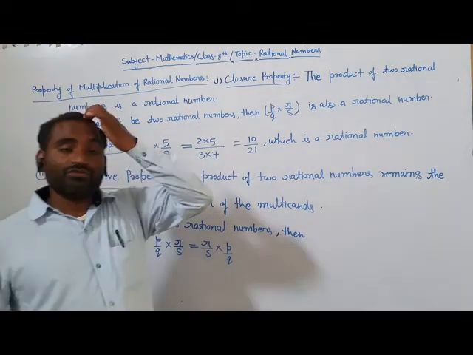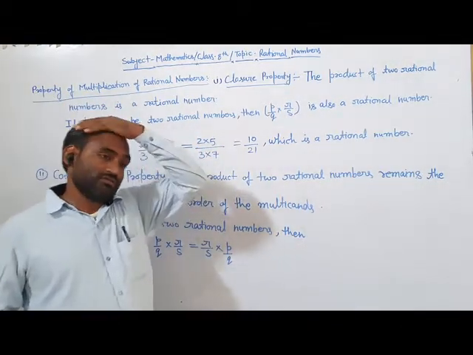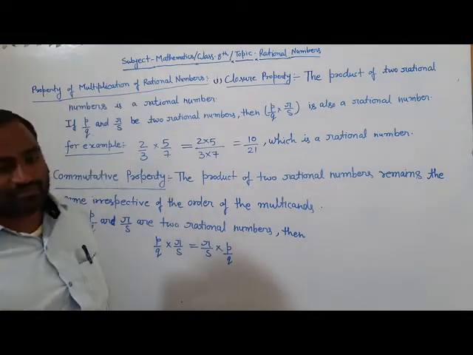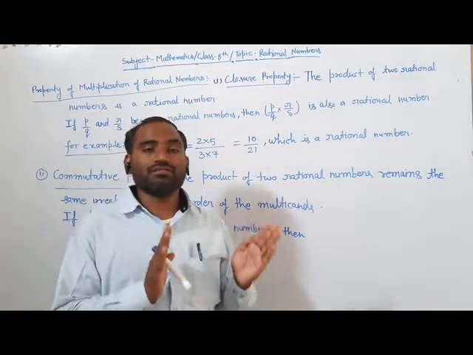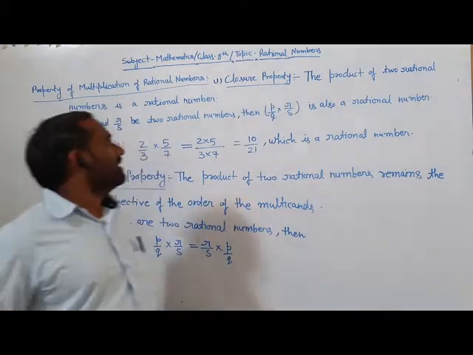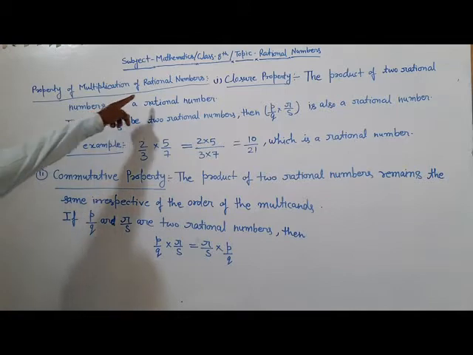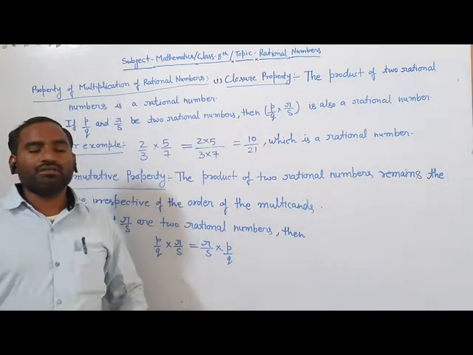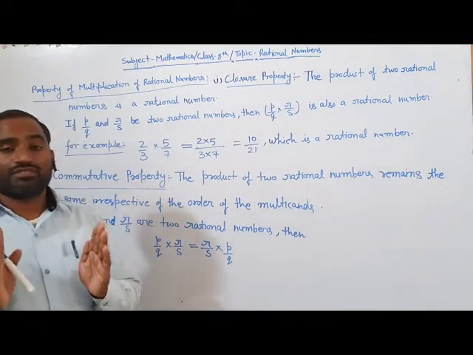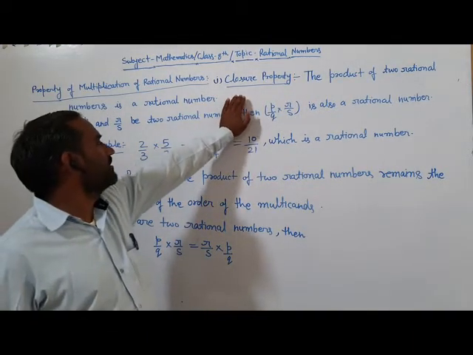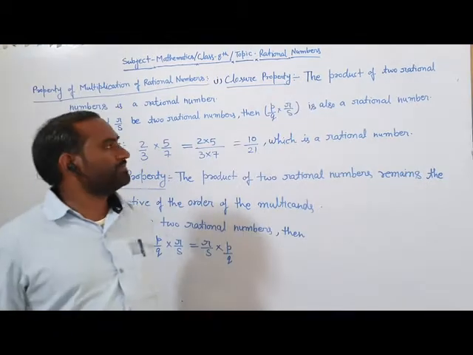In the previous video we have learned the properties of rational numbers over addition and subtraction. Today we have to study the properties of multiplication of rational numbers. What are the properties of rational numbers? The first property of rational numbers is the closure property.